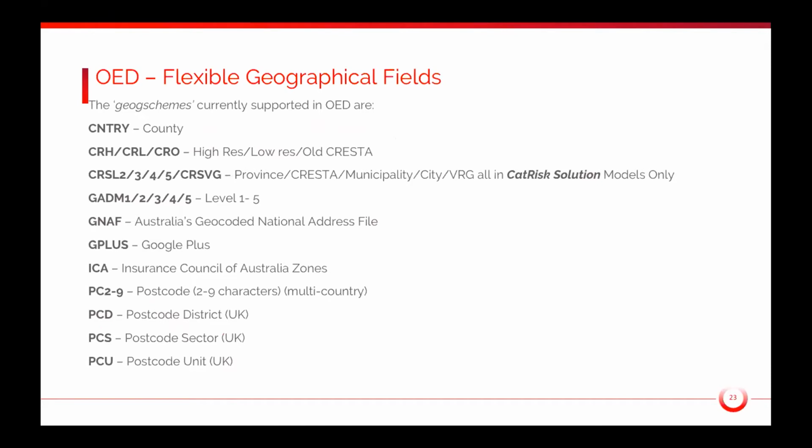So we have County, and then we have different resolution levels of Cresta. We have the CRSL, which is specific for Cat Risk Solution models. And then we have things specific for Australia, for the GNAF, G+, which is a Google version, ICA, again specific to Australia. And then we have a lot of the UK different postcode, sector and unit resolutions. And obviously you would add or implement these if you needed your own specific one.